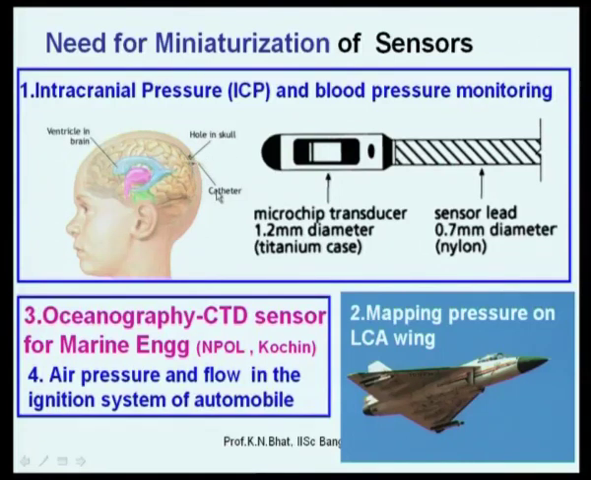So, if you want to make it invasive, you must have a miniaturized pressure sensor whose size even after packaging can be about a millimeter or two. So, that has to be inserted into this. This is called intracranial pressure monitoring. You can do that by introducing that into the brain.